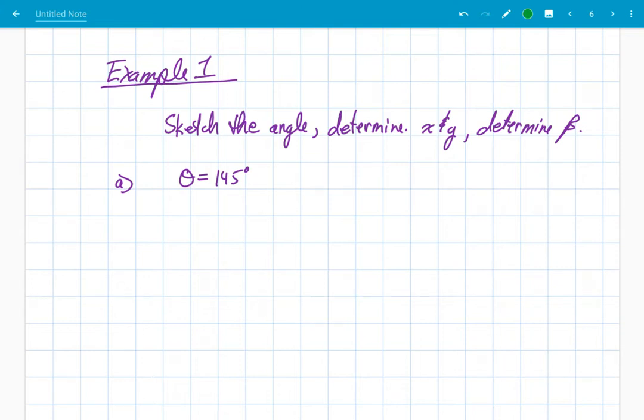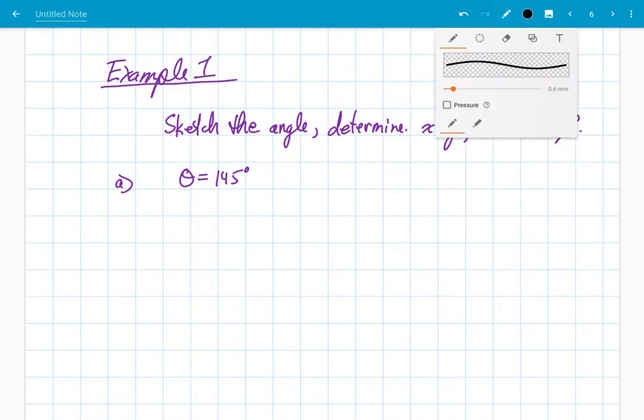All right. Sketch the angle, determine an XY pair, the X and Y position, Cartesian coordinates, and determine beta. And the first one, theta, is 145 degrees. So I'm visual, so I start with a sketch.